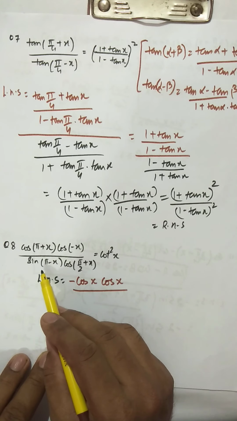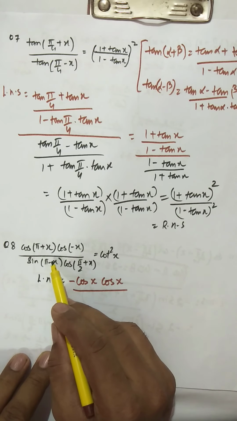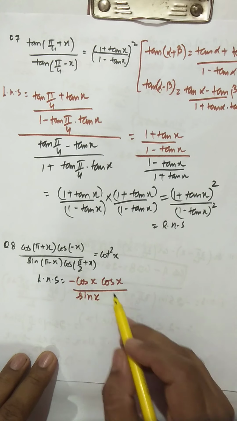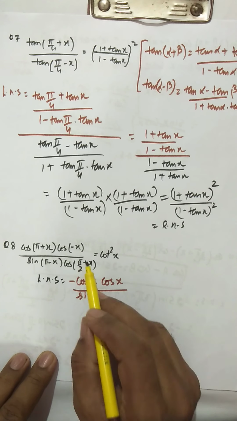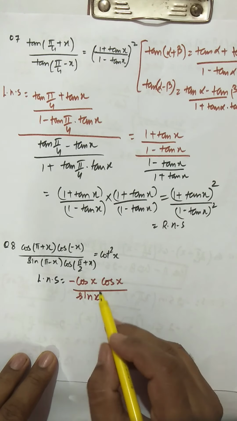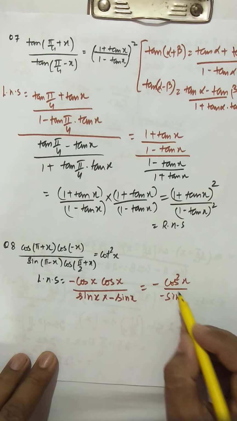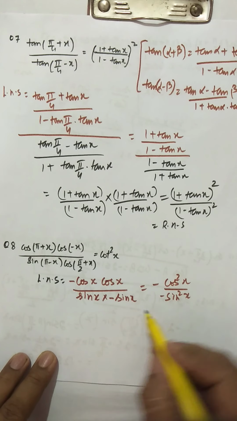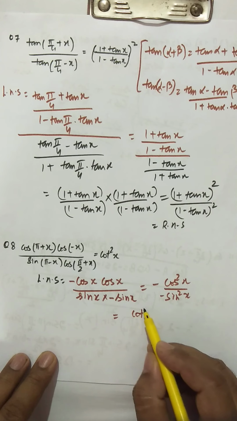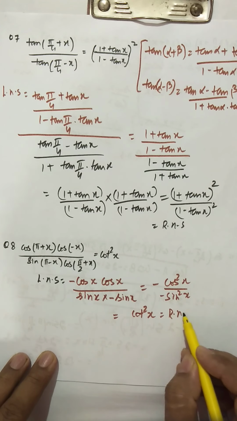Then sine(pi minus x) is in the second quadrant. In the second quadrant sine is always positive and at pi the function will not change, so it becomes sine x. And cos(pi by 2 plus x): pi by 2 plus x is in the second quadrant, so cos will be negative and the function will also change, so this becomes minus sine x. So you can see this is minus cos square x and this is minus sine square x, sine x into sine x. So minus minus will get cancelled, so it becomes cot square x, which is equal to RHS.